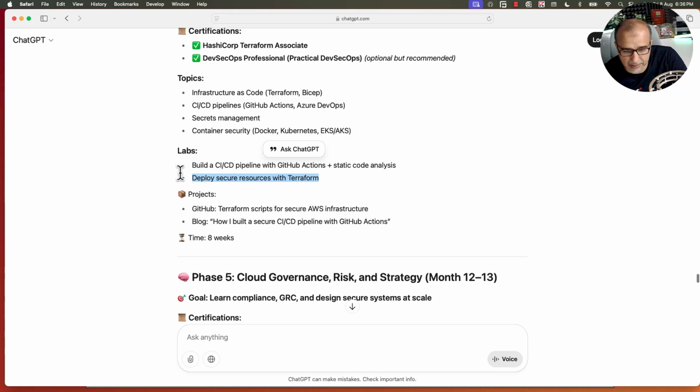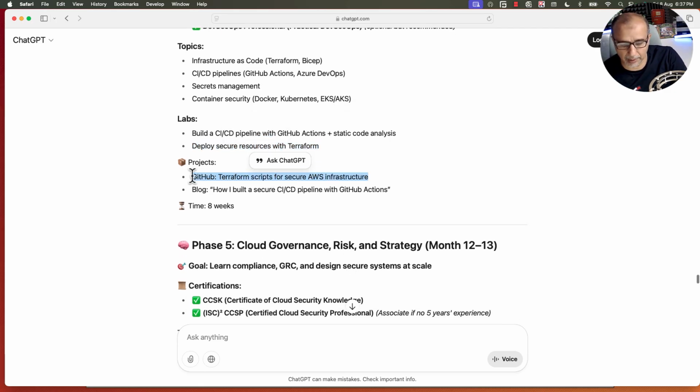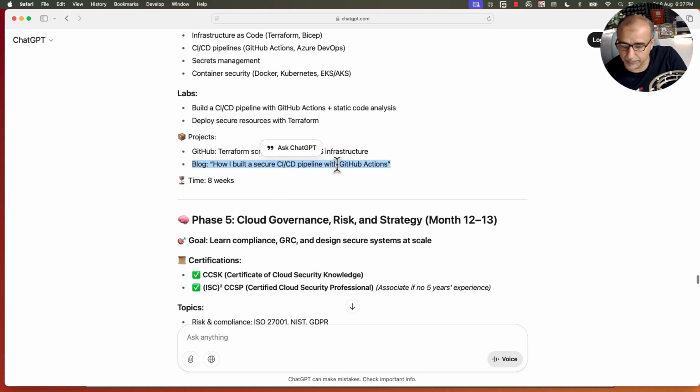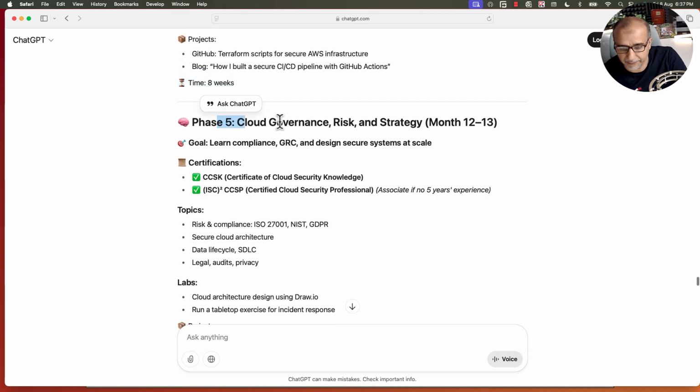Build a CI/CD pipeline with GitHub Actions and static code analysis. Do static code analysis. Deploy secure resources with Terraform. And this is what I can do on GitHub. And I can also start to write articles on how I built a secure CI/CD pipeline with GitHub Actions. Duration was 8 weeks.